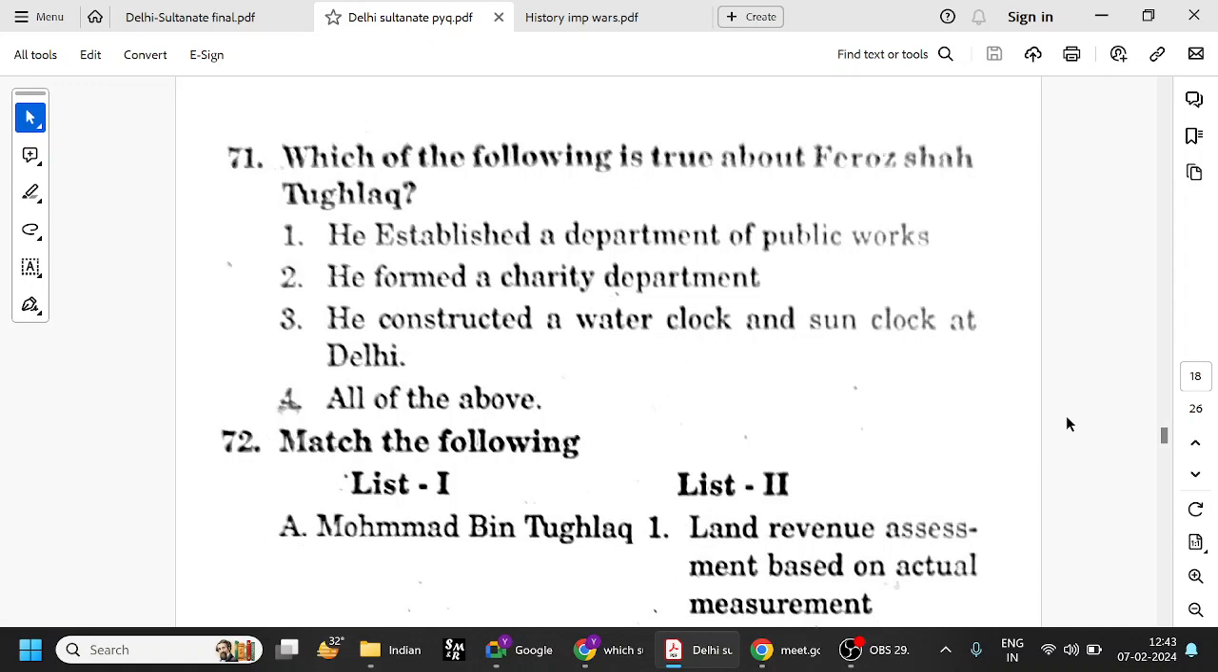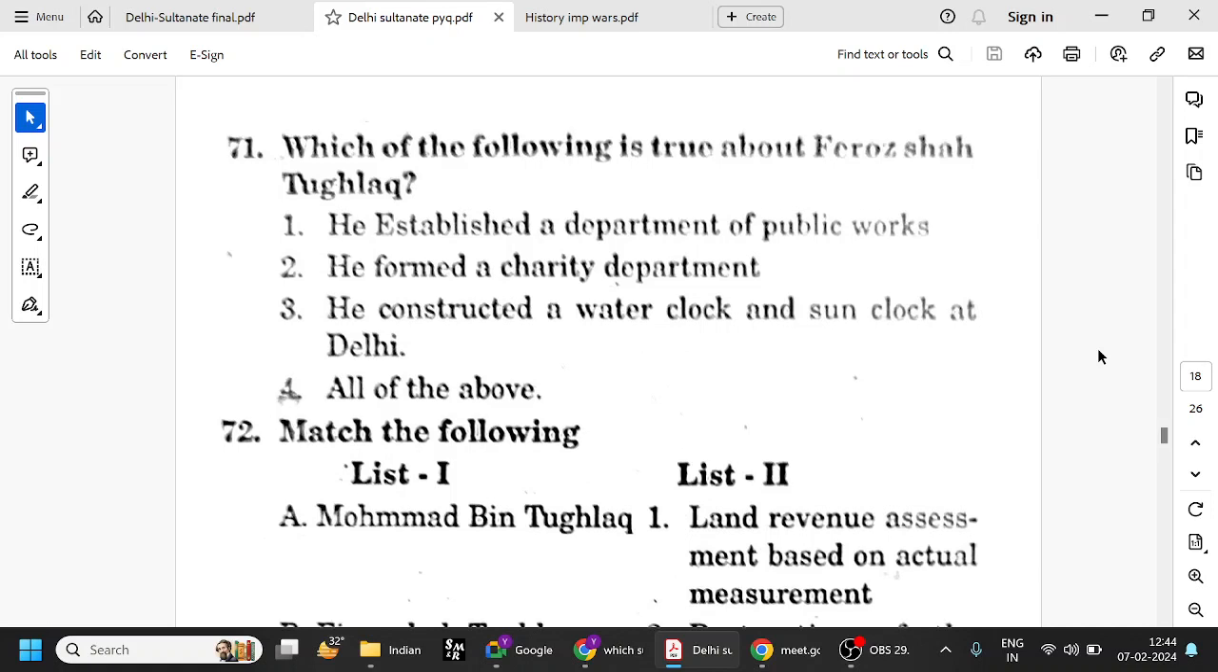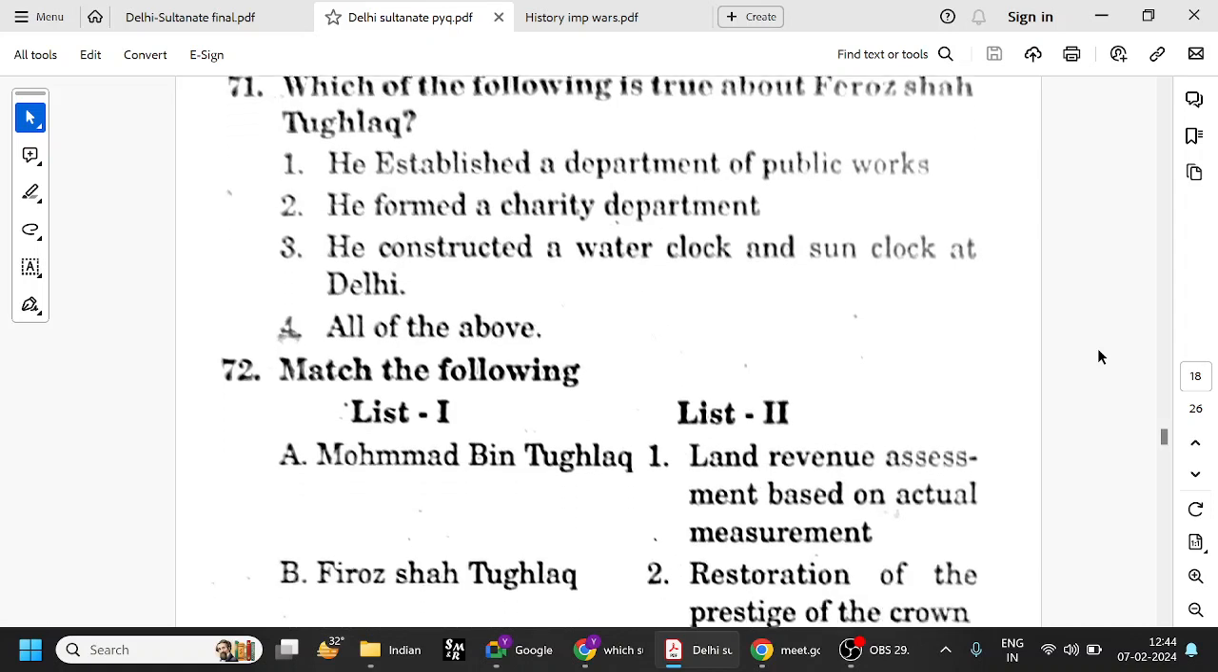Which of the two following is true about Firoz Shah Tughlaq? He established a Department of Public Works. Okay, fine. And we saw that he had an irrigation tax, right? And the only four taxes according to Sharia. He formed a charity department. So we have seen the name also of the charity department, Diwani something. He constructed a water clock and sun clock at Delhi. So try to remember all these things also for Firoz Shah Tughlaq: water clock and sun clock at Delhi, charity department, Department of Public Works.